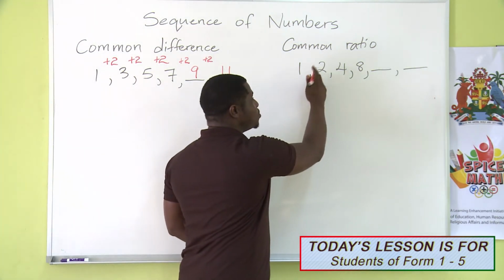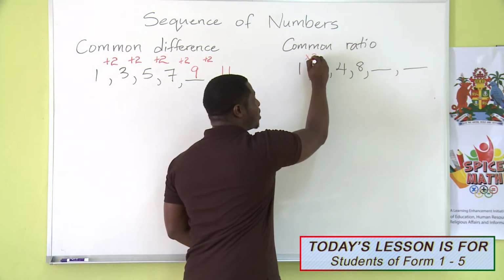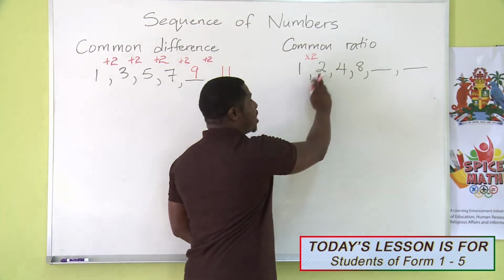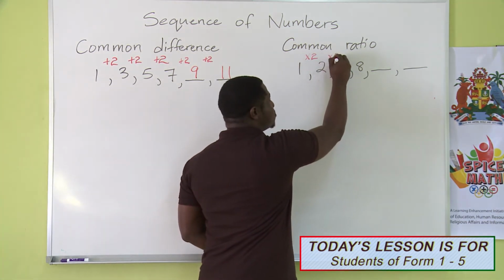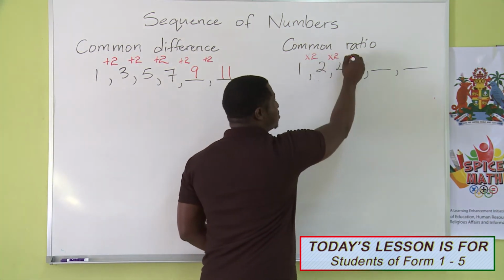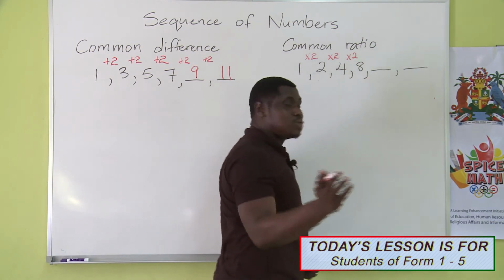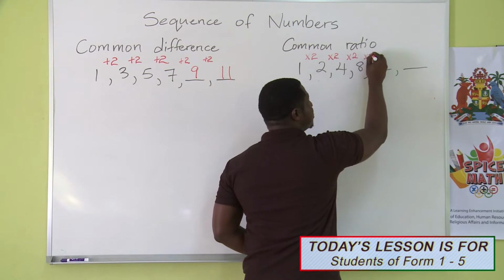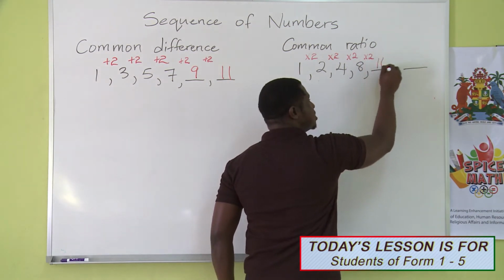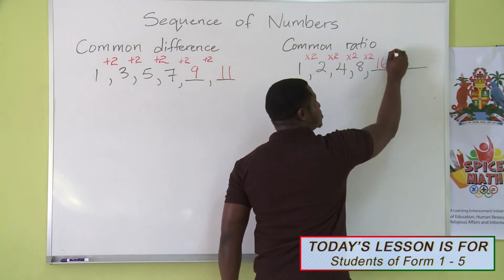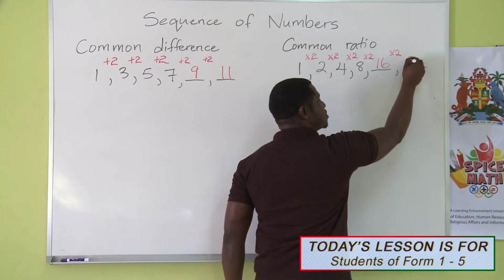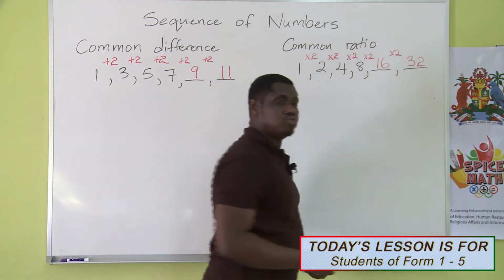To go from 1 to 2, I can multiply 1 by 2, that gives me 2. And then I can multiply 2 by 2, which gives me 4. Multiply 4 by 2, which gives me 8. So to get the next two terms, I'll multiply 8 by 2, which gives me 16, and multiply 16 by 2, which gives me 32.